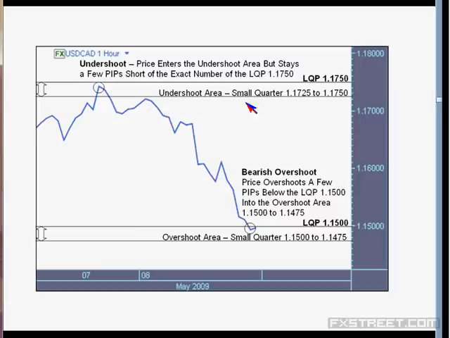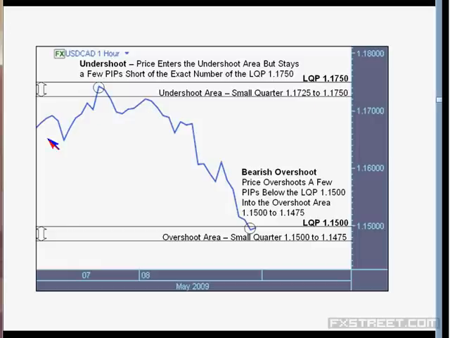The undershoot area of the large quarter point in this example would be the 25 pip small quarter between $17.25 to the large quarter point at $17.50. Once again, that is a small quarter of 25 pips.